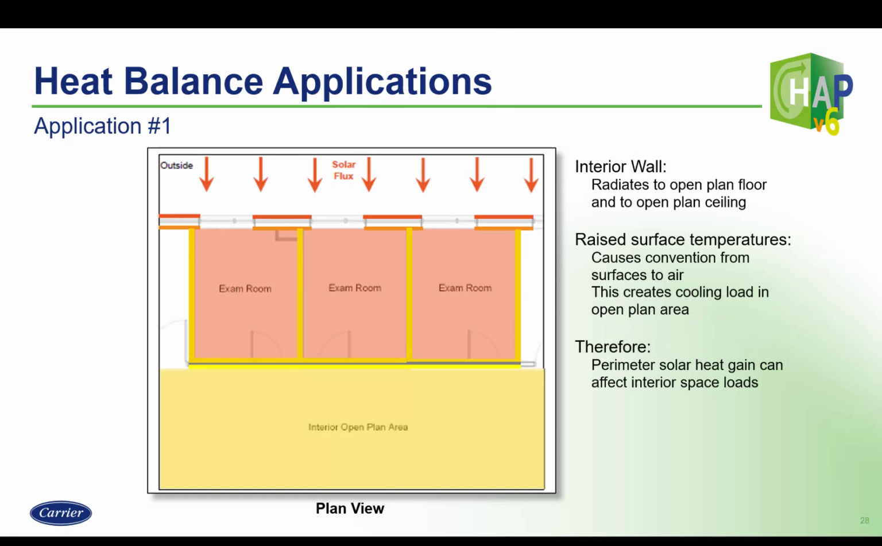But in real life, the solar on the perimeter does make its way into the interior zone by conduction, convection, and radiation. This creates cooling load in the interior open plan area. Heat balance in HAP version 6 models the impact of the perimeter solar heat gain on the interior as it really happens. That's the thermal interconnectivity that we had mentioned.